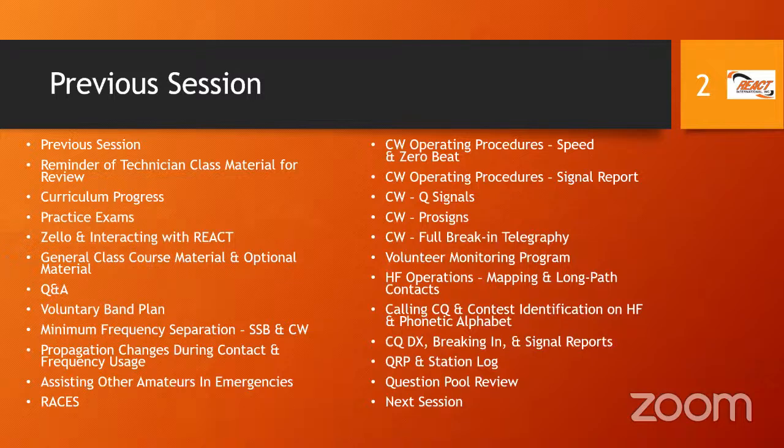And we also talked a bit about Q signals and prosigns when sending CW, and also the concept of full break-in telegraphy. We also introduced the volunteer monitoring program, and in respect of HF operations, we talked about maps that we use and what is long path contacts. And we also discussed calling CQ and the importance of identification in contests on HF. And we also again emphasized the importance and use of the phonetic alphabet. We also talked about what is CQ DX, what it means and what is expected in terms of response, how to break into an existing conversation, and also how to give signal reports.